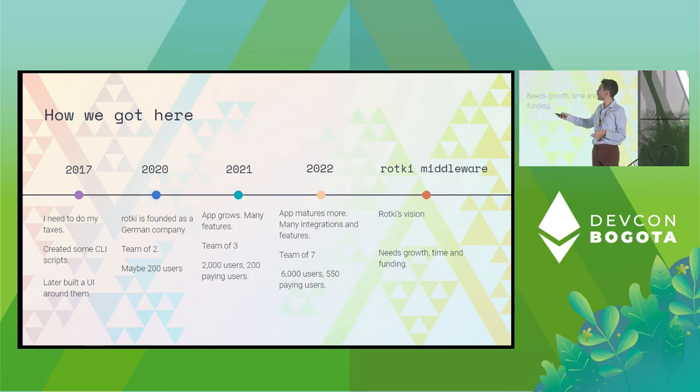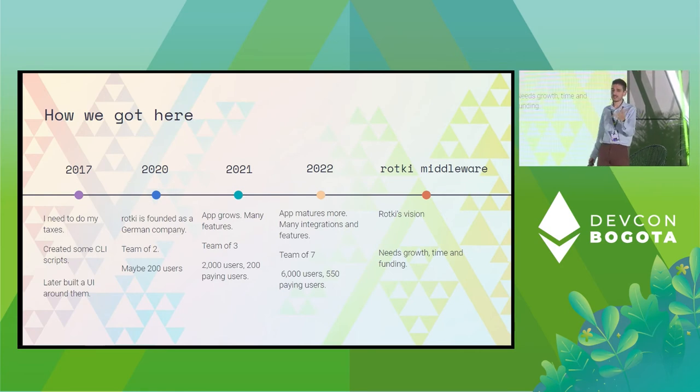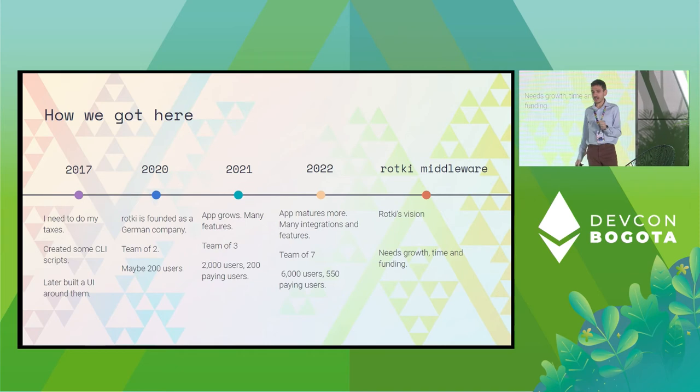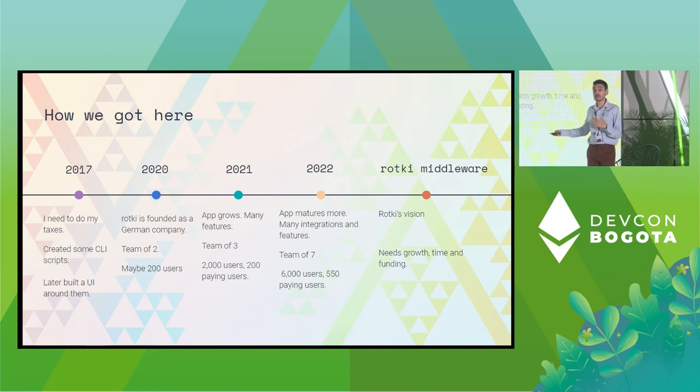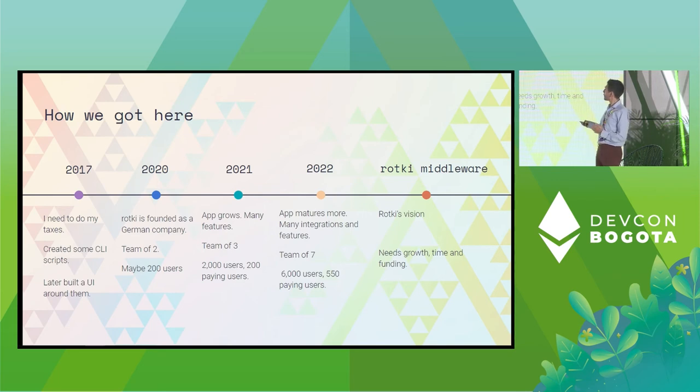In 2020, we made it into a company. We were a team of two people, and maybe we had 200 users, 300, and maybe 10 paid. Last year, the app had grown. We hired one more developer, and we had 2,000 users and 200 paying users. In the beginning of this year, there are many people who use Rotki right now.